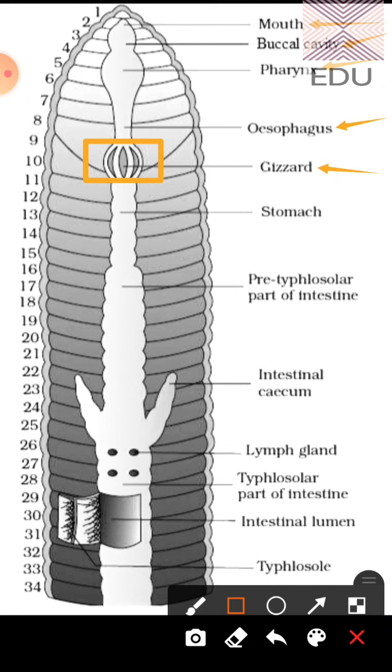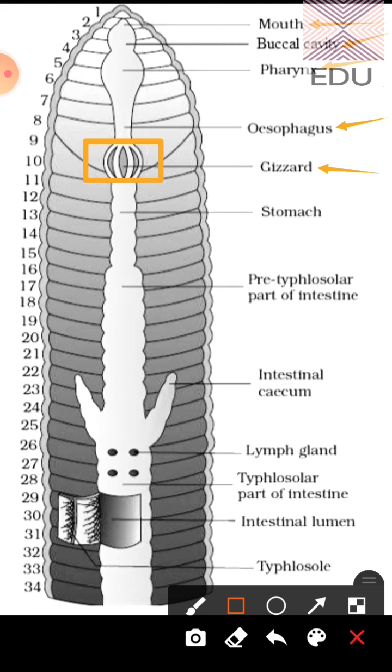So we can say that in the gizzard, the mechanical digestion of the food occurs. Some of the digestive juices from the pharynx come along with the food into it. So we can say that there is both mechanical and chemical digestion in the gizzard.